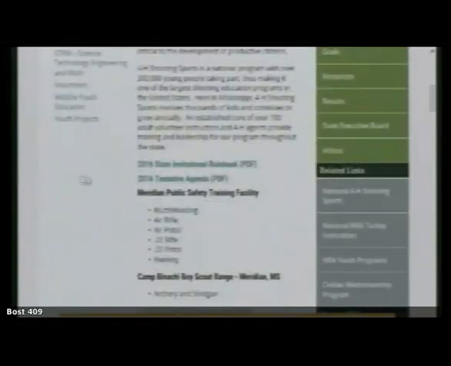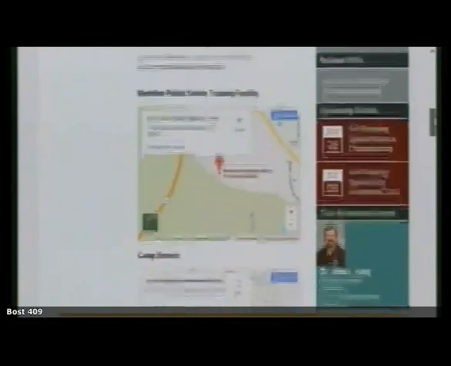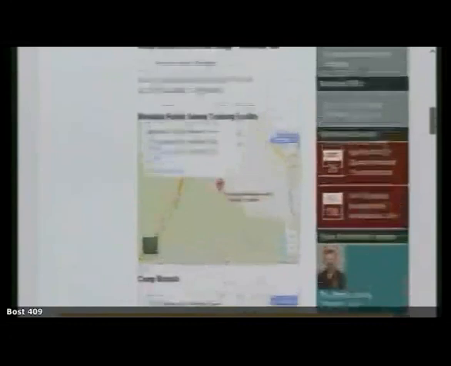Here you'll find all information as it relates to our state invitational event: the state invitational rule book, the tentative agenda, and where each of the events will be held. Also maps and addresses on how to get to each of the facilities.